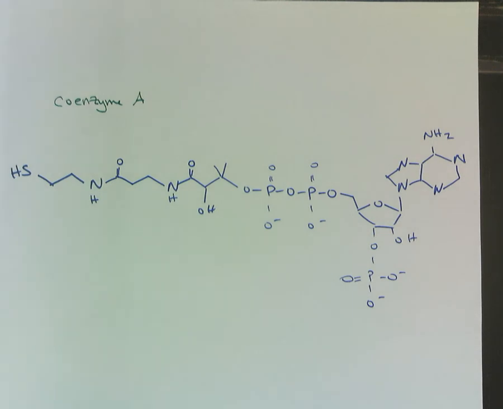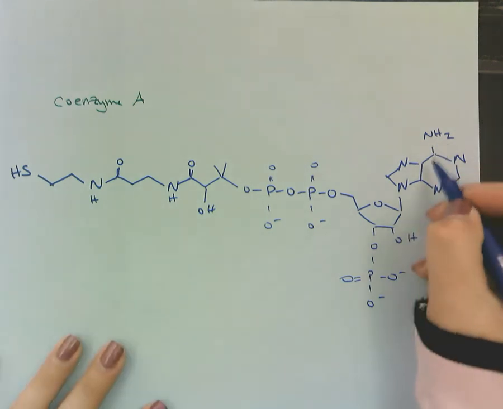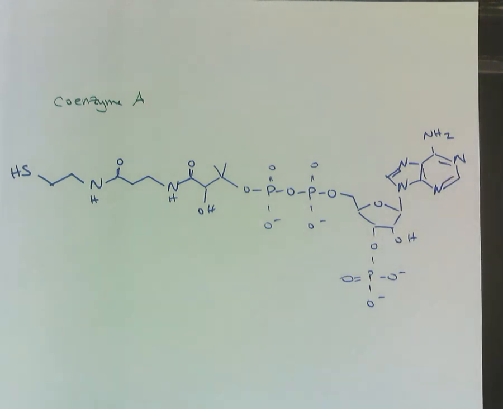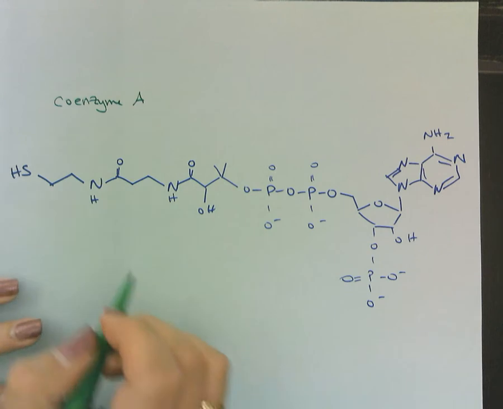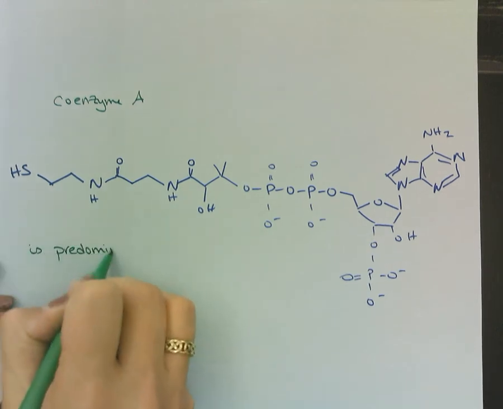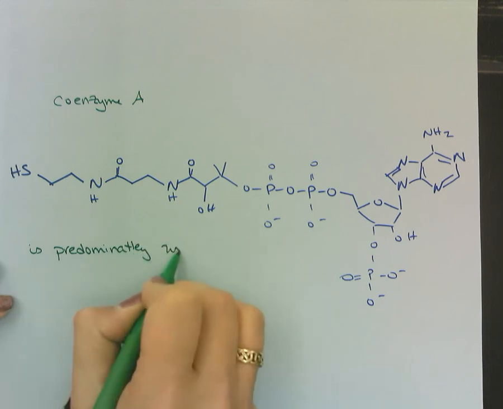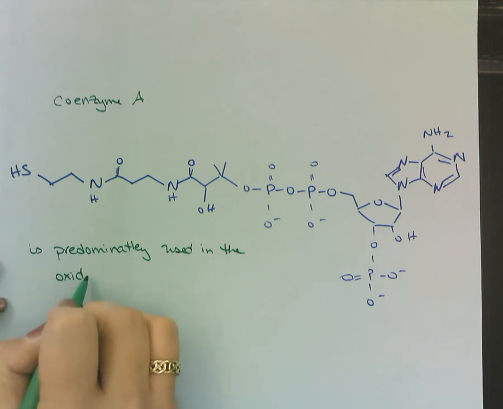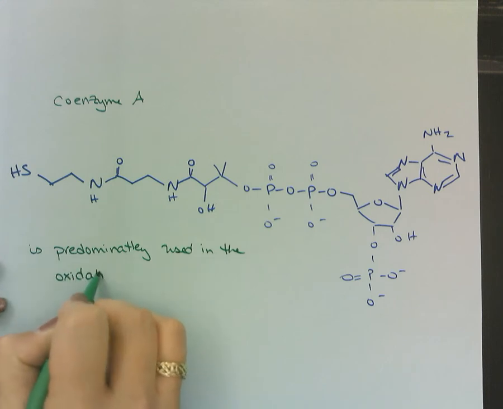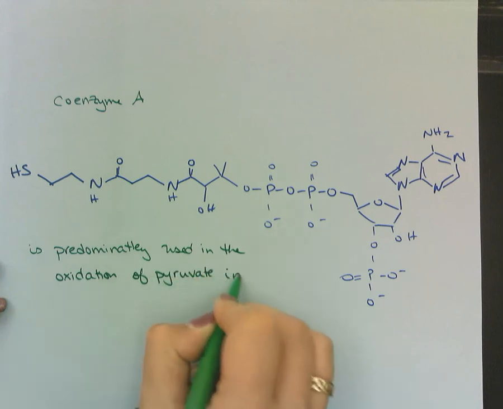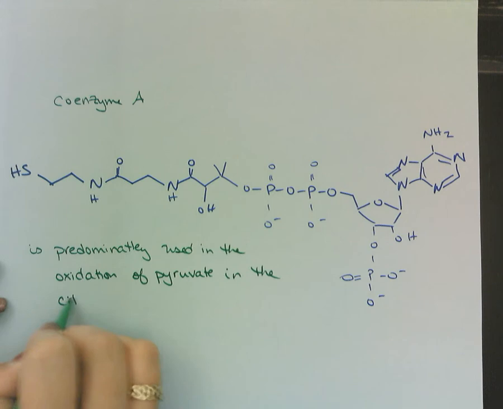All right, so coenzyme I we're going to run into a few times. We're going to see it most often in the oxidation of pyruvate in the citric acid cycle.